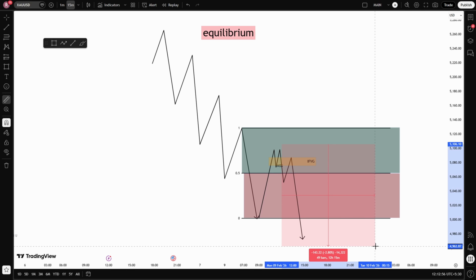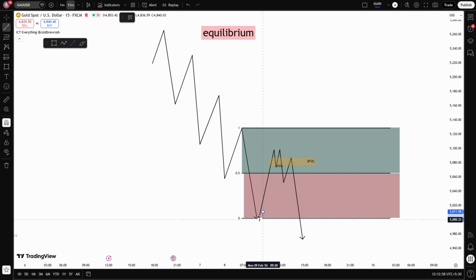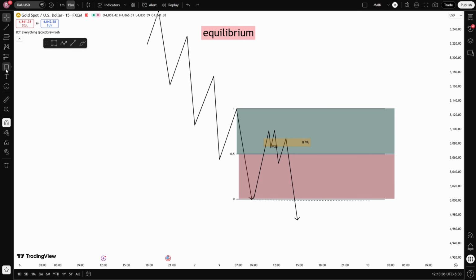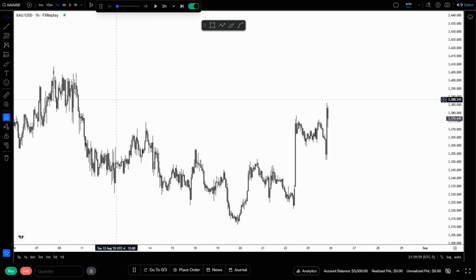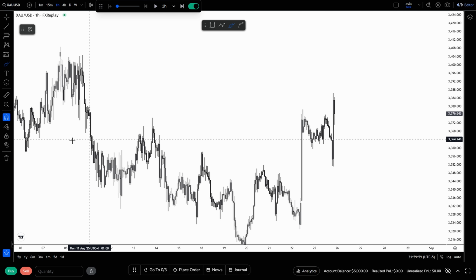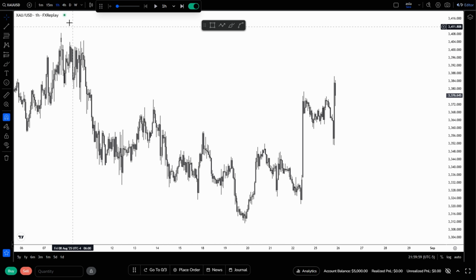And where do we expect price to go next? Below the previous low, because equilibrium is a continuation confluence. And in a downtrend, continuation means more lower lows and lower highs. So naturally, the next move is another lower low. Beautiful. Now let's look at this directly on the candlestick chart, because for some traders, seeing it visually makes everything click. So we're going to switch over to the 1 hour time frame.